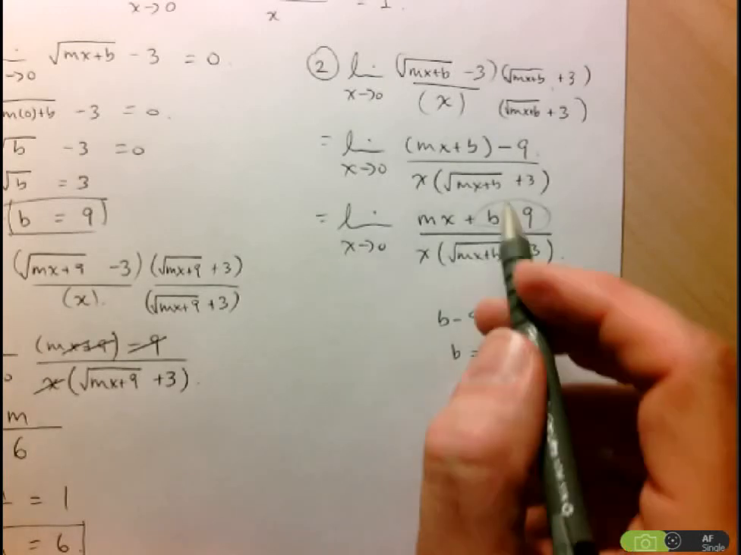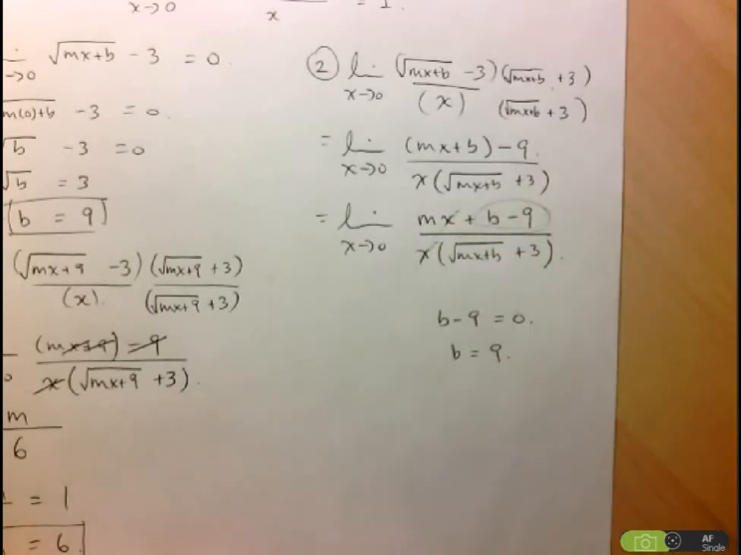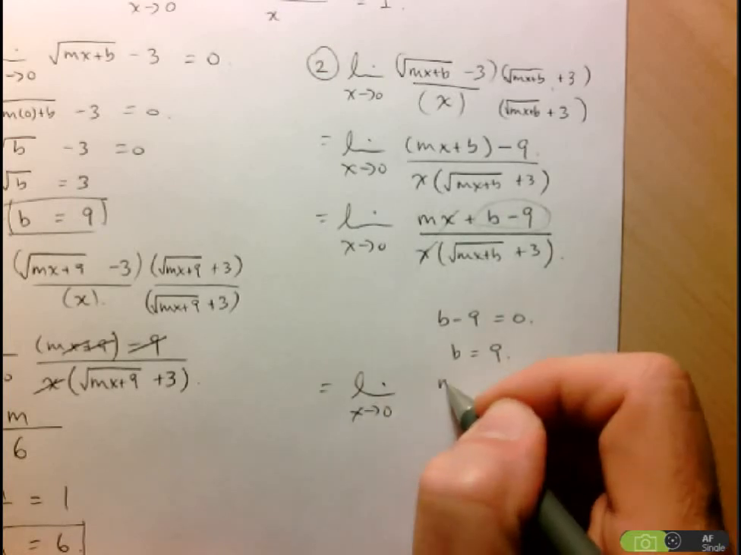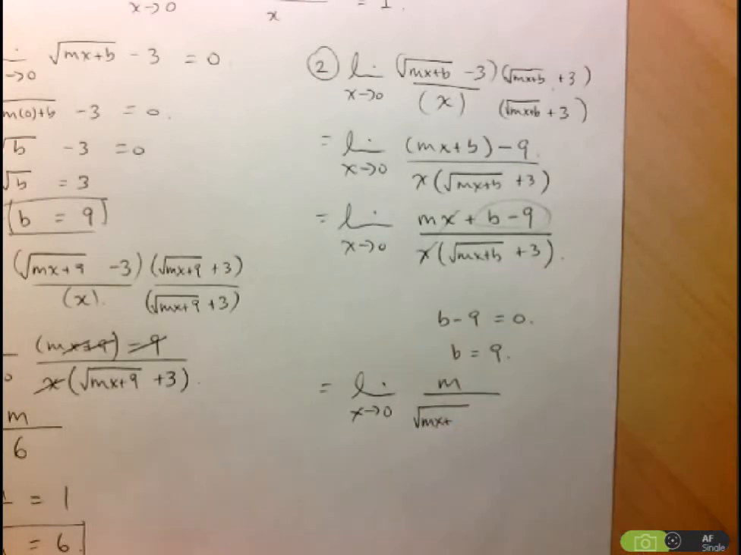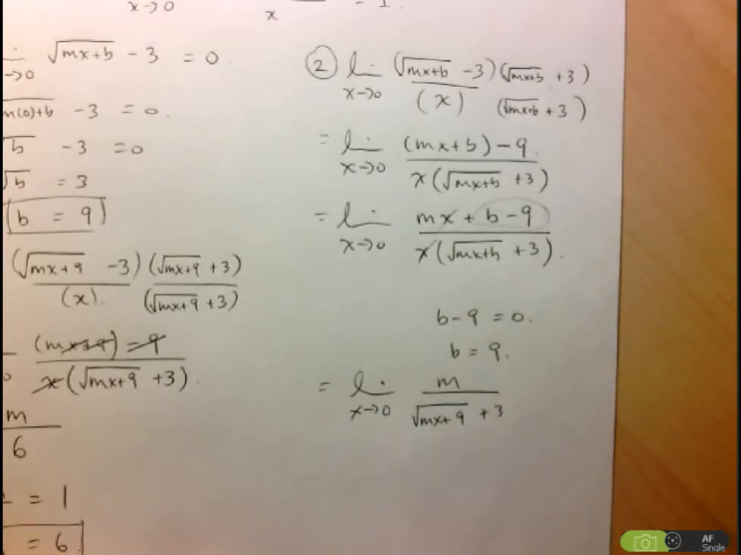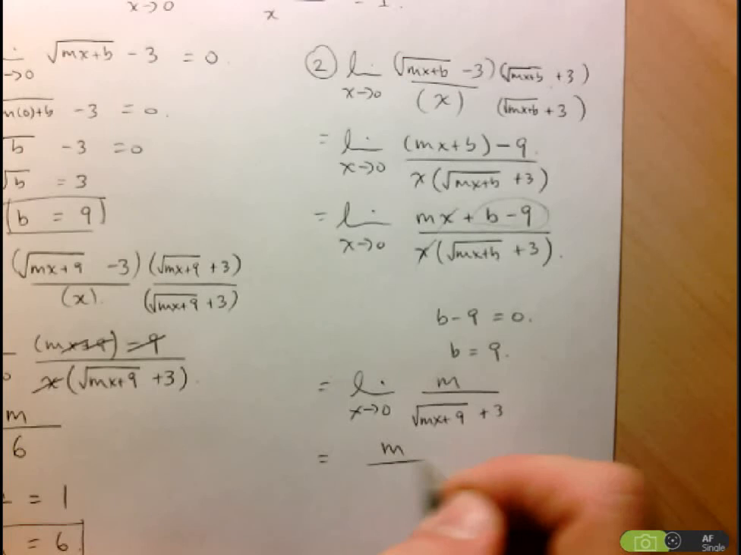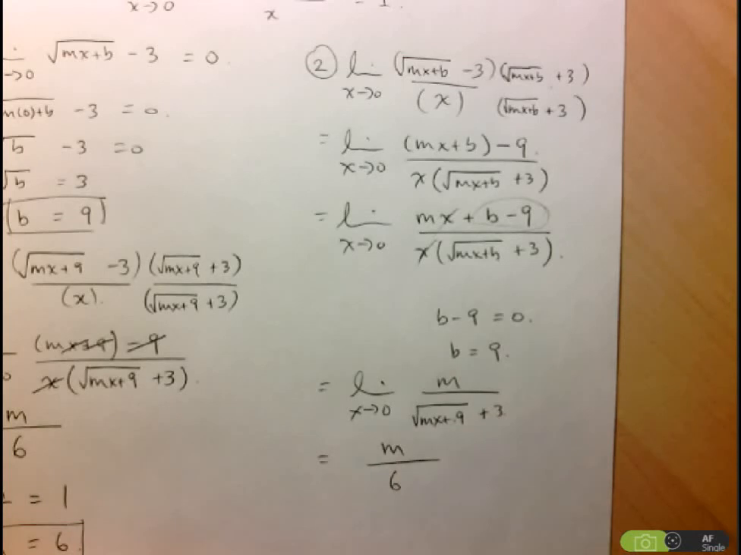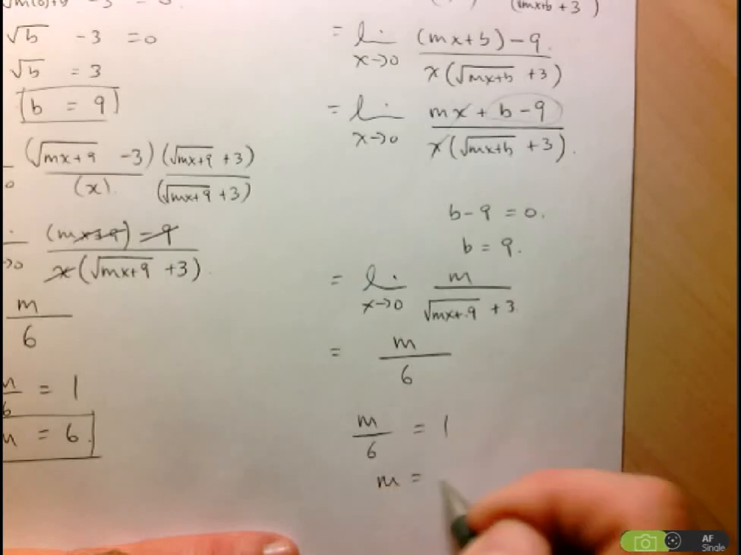So if b is equal to 9, let's assume it is, we can now cancel out the x's, and we're left with the limit as x approaches 0 of m over the square root of mx plus, now that we've determined b has to be equal to 9, plus 3, and now we've eliminated the problem in the denominator. And so I can just evaluate this limit by inputting x equals 0. So as before, mx approaches 0, so we have root 9, 3 plus 3 is 6, and here we're given that m over 6, or this limit, has to be equal to 1, so m is equal to 6.